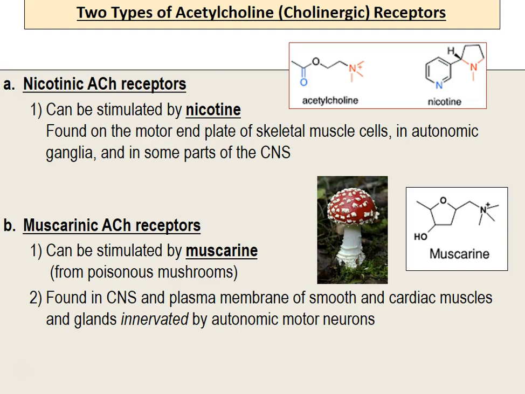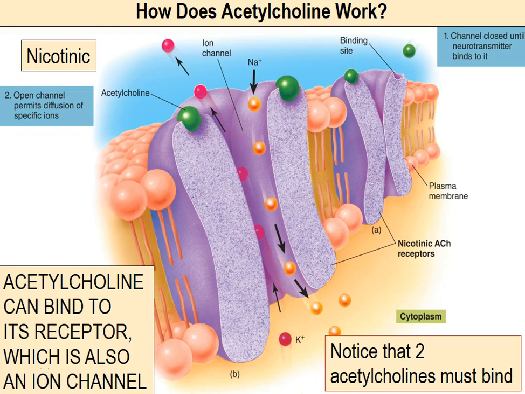Let's review on the next slide how acetylcholine works. This slide is about acetylcholine binding to the nicotinic acetylcholine receptor. Remember, that's the one that is found on the motor end plate of skeletal muscle cells, but also in the autonomic nervous system and central nervous system. In this slide, we can see that we have the channel closed, and the channel is shown in purple, and nothing can get in because it's closed.